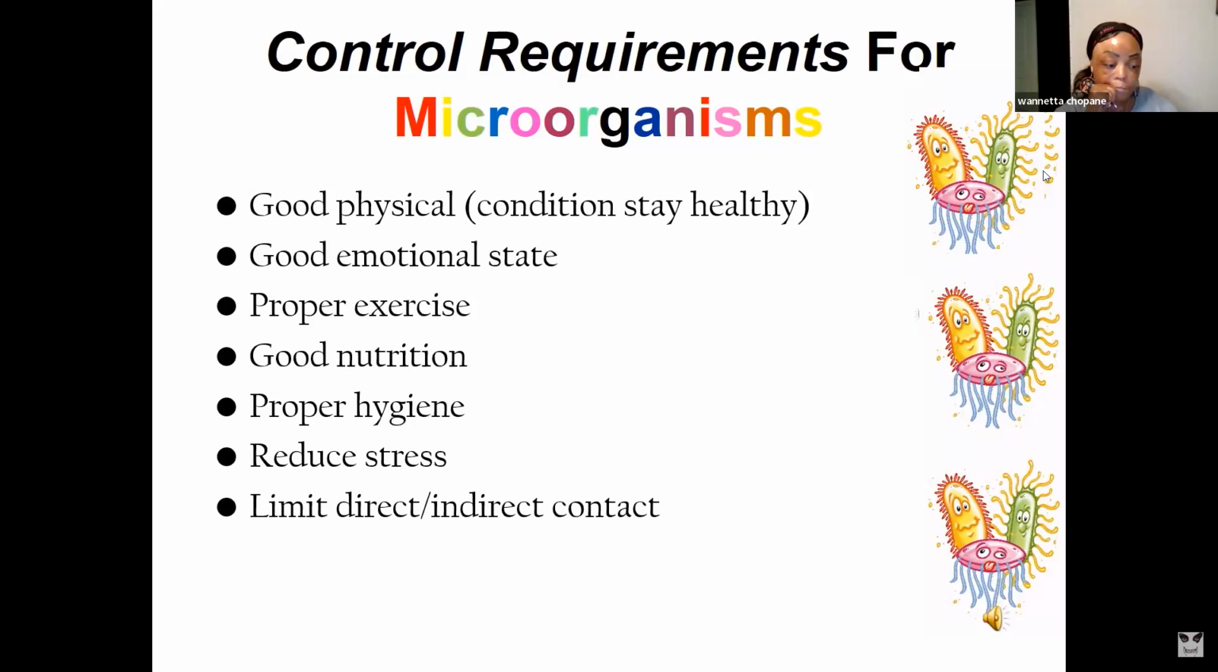Limit direct and indirect contact as much as possible. When dealing with patients, limit it to just what you need to do. So if you're drawing blood, just draw blood. There's no point in having any more contact than just drawing the blood, or even with indirect contact. That means restroom handles and doors or sinks. The less direct and indirect contact you have, the better the control.